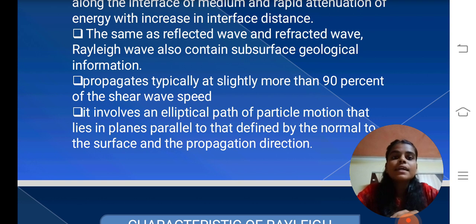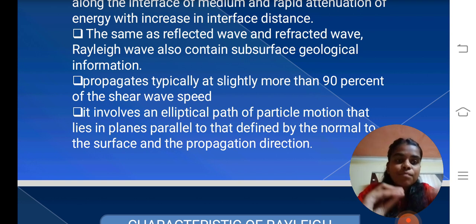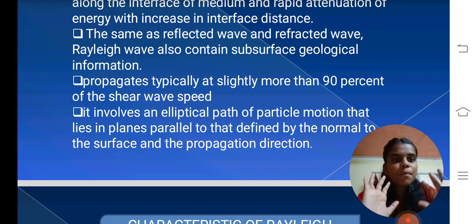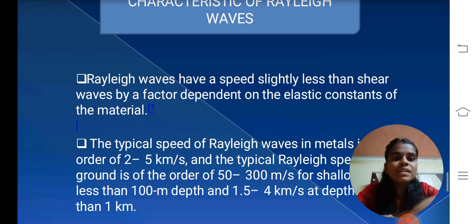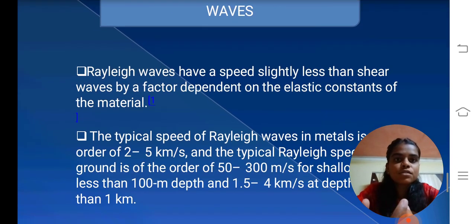It involves an elliptical path of particle motion that lies in a plane defined by a normal to the surface and the propagation direction. As I told about this, the direction of the propagation is parallel to the earth's surface. So we'll see some more of the characteristics of the Rayleigh waves.